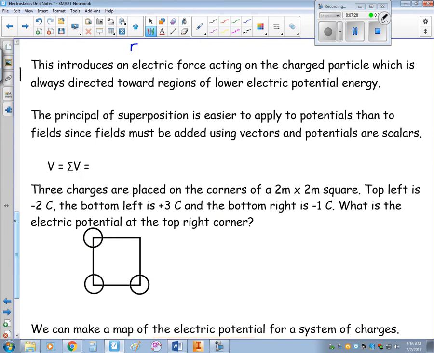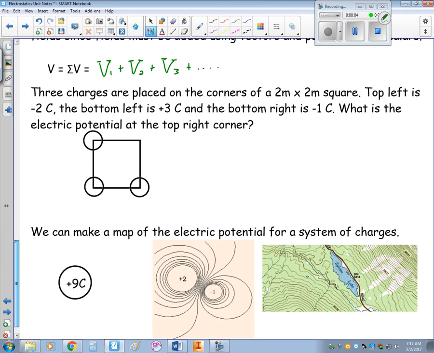The next thing we need to talk about is the principle of superposition. It's something that we can apply to electric potentials. We can also kind of apply it to electric potential energy, but it's easier to apply it to electric potential. Basically, we can think of electric potential as a scalar, so all we really need to do is add the different electric potentials up. So let's work on an example so you can see how that works.